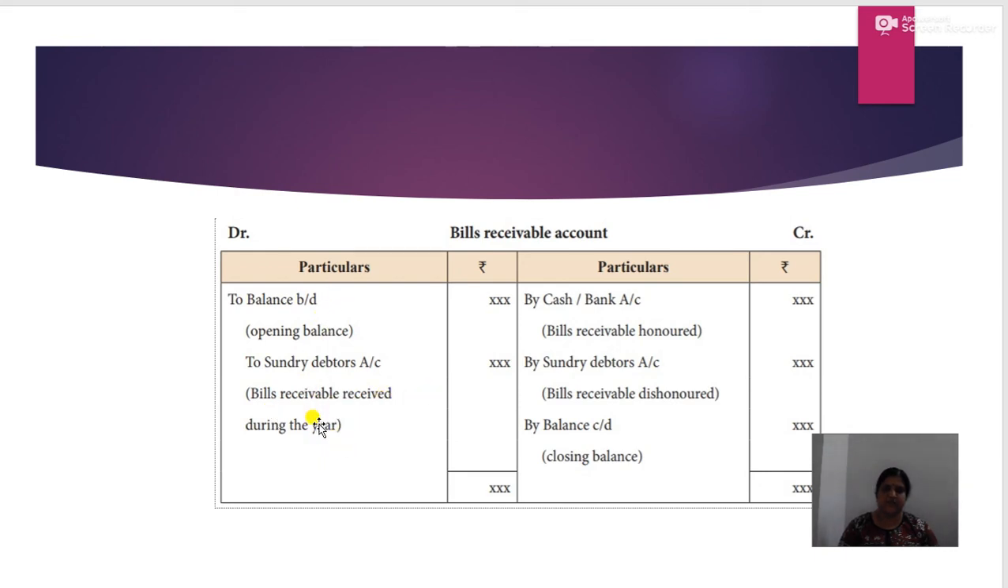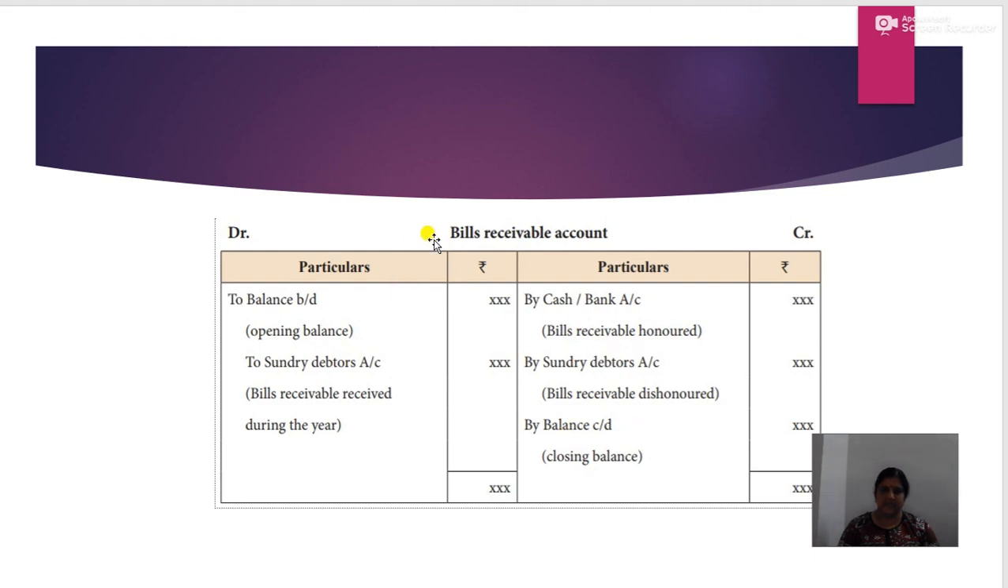To the extent to which the bill is received, the debtors account will be reducing and the bill will be increasing. Okay. Then by cash or bank, that is bills receivable honored. Then by sundry debtors, that is bills receivable dishonored. Then finally the closing balance, that is balance carried on.